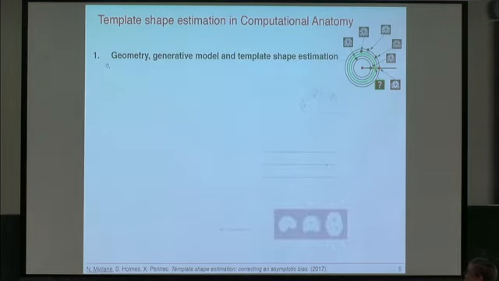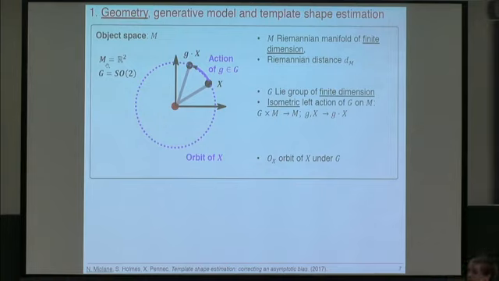So first, the geometry, generative model, and template shape estimation, so the framework. The geometry is not very complicated. I just want to introduce the assumptions that we make to derive the geometric phenomenon of the bias. So we take an object space, also called a top space, M will be a Riemannian manifold of finite dimension, and the Riemannian distance on M will be called dM. On this Riemannian manifold, there is a Lie group G that will act on it, and we also assume that it is finite dimensional. It's acting on the left, and the action is isometric.